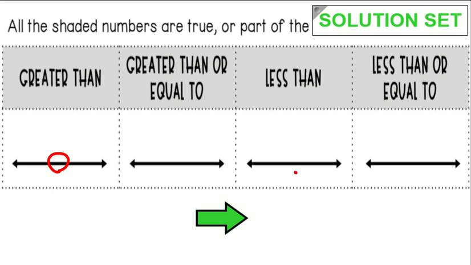Less than works the same way. We're going to have an open circle. Greater than or equal to shows that it's equal to, so it has a filled in circle. Same with less than or equal to. They have filled in circles. Everybody good with that? So if the inequality has a line underneath it, it's a filled in circle, no line underneath, open circle. Okay? Then the other part of the graph is going to be an arrow.